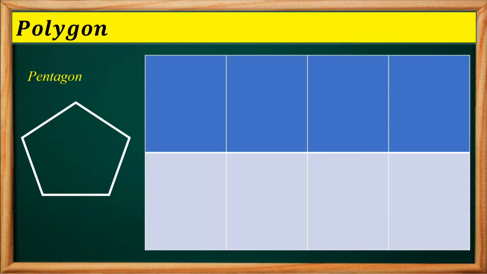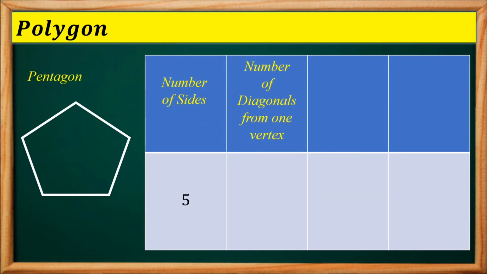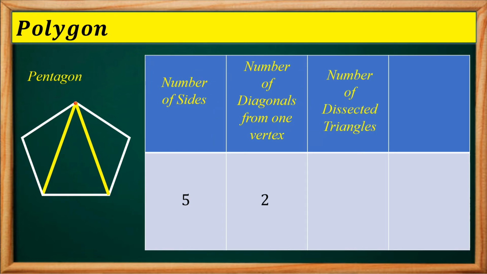Okay, this would be the pentagon. Again, the number of sides is 5 because it is a pentagon. Then the number of diagonals from one vertex. If we choose this vertex, then we have the first diagonal. What else? Second diagonal. Okay, from here, how many diagonals do we have? 2. Now, from those diagonals, how many triangles?